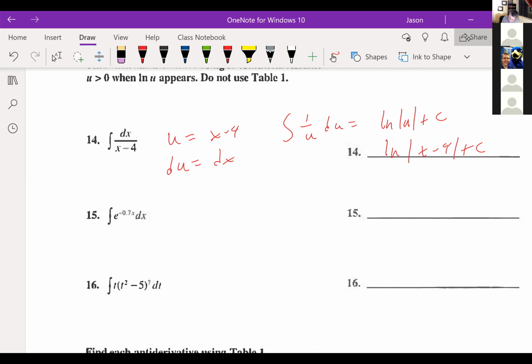What about 15? 15 is kind of interesting, e to the negative 0.7x. So u is equal to negative 0.7x. du is equal to negative 0.7 dx. So I could divide by negative 0.7 if I wanted to. And so I would get the integral of e to the u du over negative 0.7.